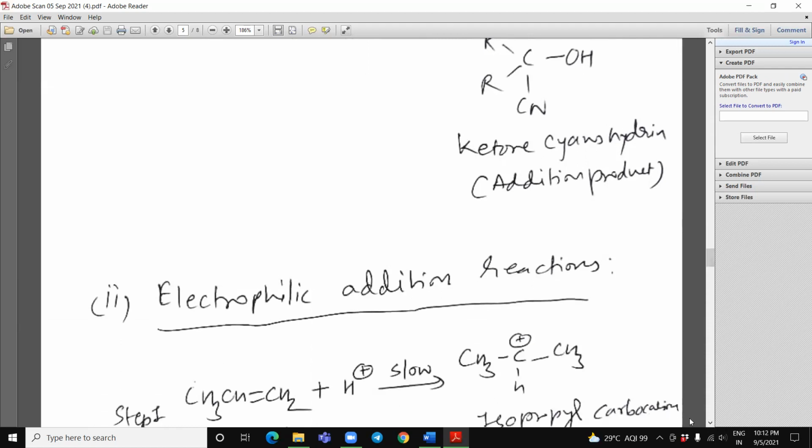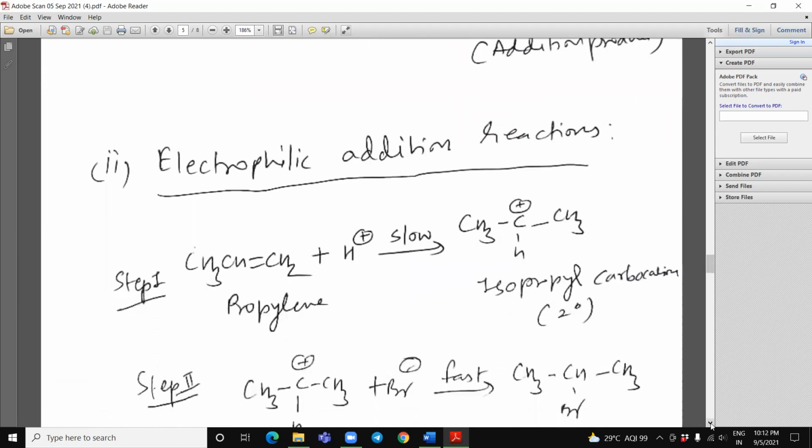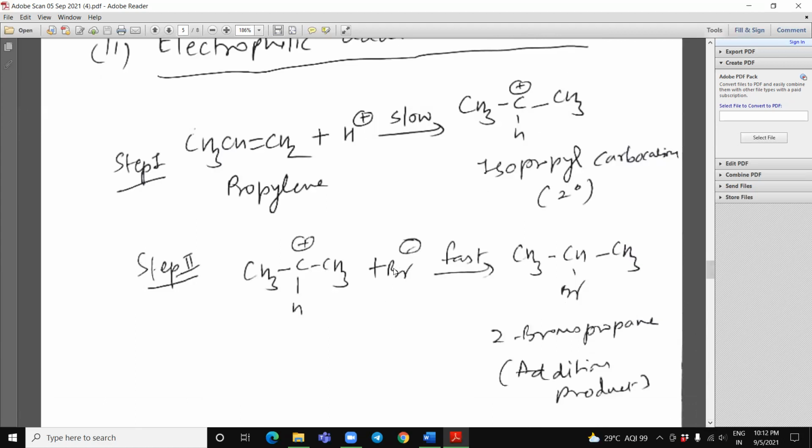Electrophilic addition reaction. It is a very common reaction of alkenes. Propylene. See here. Propylene contains pi electrons. So the electrophile, which is electron deficient, can add to this propylene and it will give this intermediate. It is a slow step. In the next step, this bromide will add to this carbocation, and it will give 2-bromopropane, and this is an addition product.